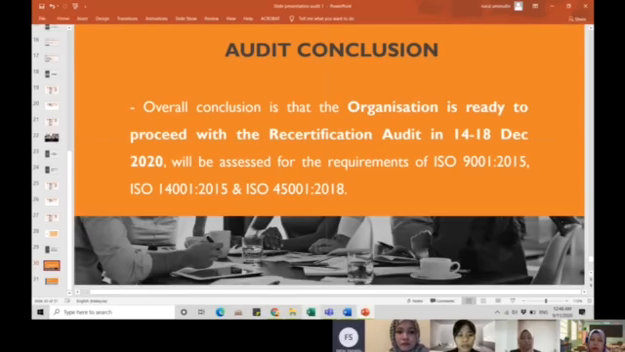Overall, the organization is ready to proceed with the recertification audit on 14 to 18 December 2020, which will assess the requirements of ISO 9001:2015, ISO 14001:2015, and also ISO 45001:2018.